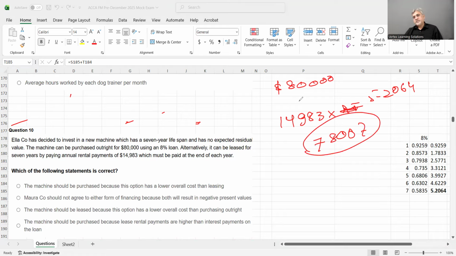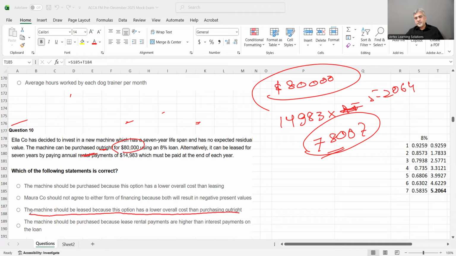So I've got two numbers. If I buy it now, it costs me $80,000. This is my outright purchase cost. And if I lease it, it gives me 78. I should be leasing it. The machine should be leased because this option has a lower overall cost than purchasing outright. Answer is C.